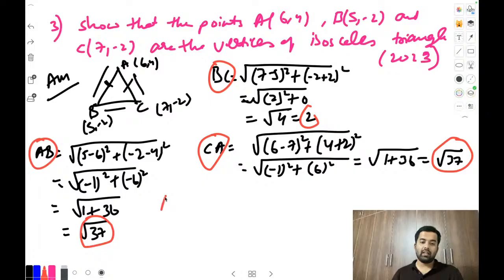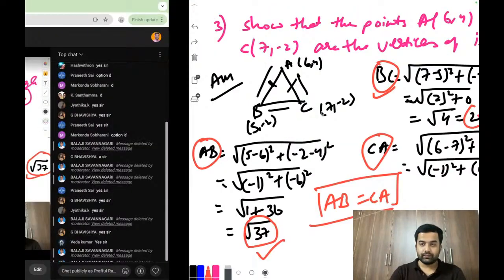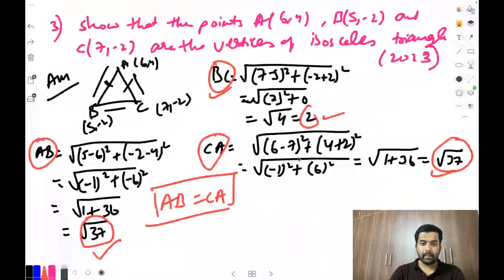So as you see, AB is equal to CA, right? Both are root 37, root 37. So here two sides are equal. It is an isosceles triangle. That's all. Only one side is different, see, it is 2 only. Understood this? Everyone, understood this one? This was an important one because every year this kind of question tends to be asked.